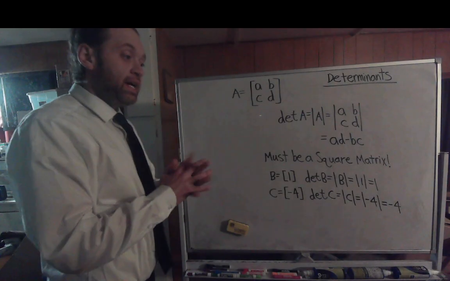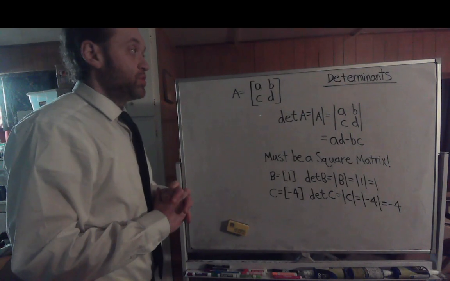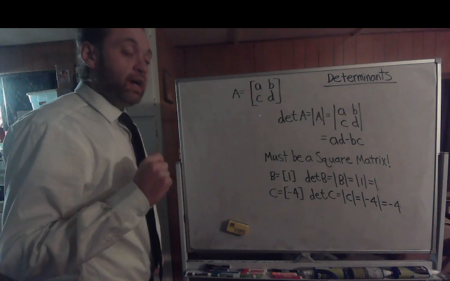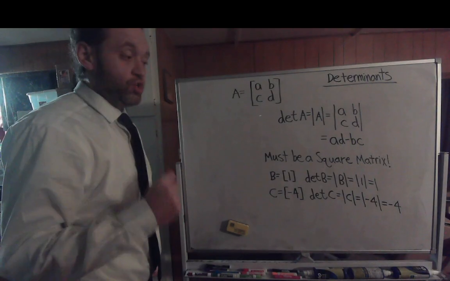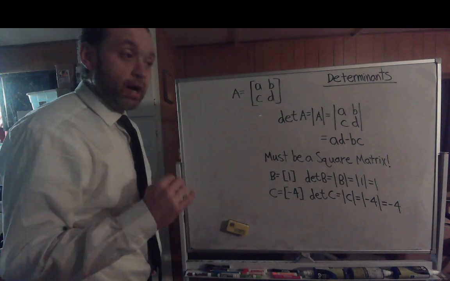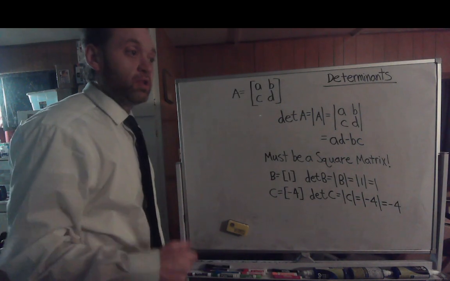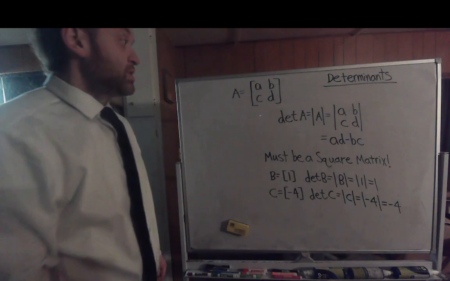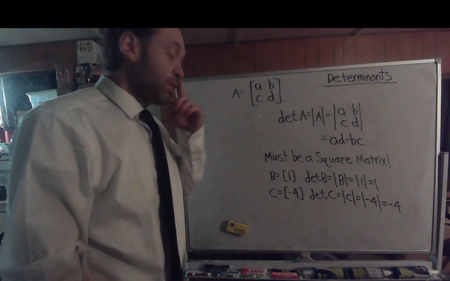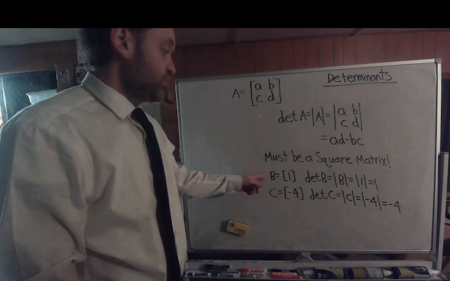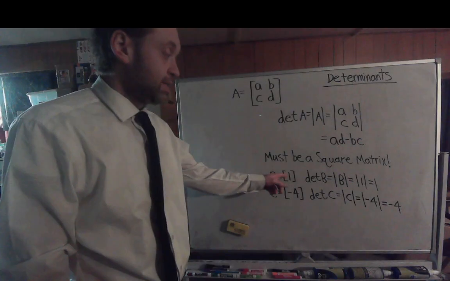Today we are going to get into the determinant of a square matrix. To evaluate the determinant of a matrix, it must be a square matrix, which means it has the same number of rows as it does columns. So let's start with a 1 by 1 matrix. Let's say I have matrix B that just has 1 in it.